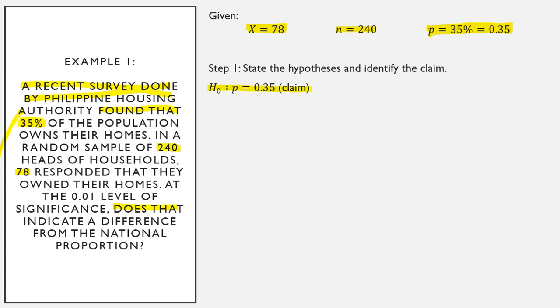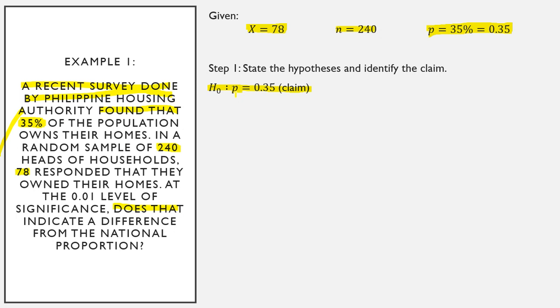Pagdating po dito sa proportion, hindi na po tayo magbe-base sa mean, kasi wala pong mean na given dito. Ang given lang po dito is puro proportion. So, ang gagawin po natin, instead of population mean, ang ilalagay po natin is yung population proportion, which is letter P. So, syempre, kapag meron na tayong null, madali na lang natin hahanapin yung alternative.